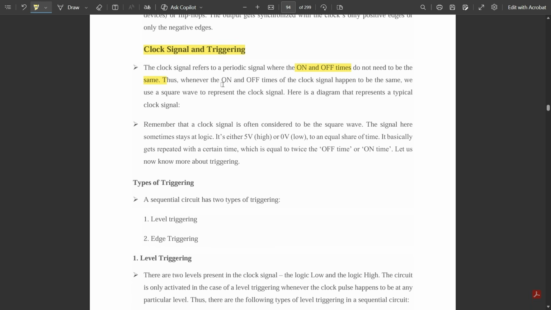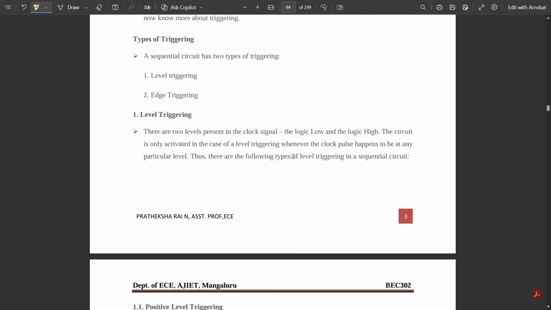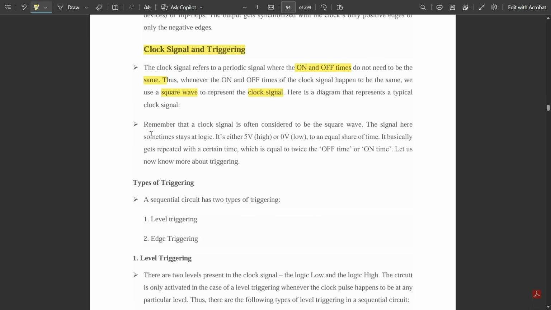Thus, whenever the on and off times of the clock signal happen to be the same, we use a square wave to represent the clock signal. Here is a diagram that represents the typical clock signal, given down below. Remember that a clock signal is often considered to be the square wave.